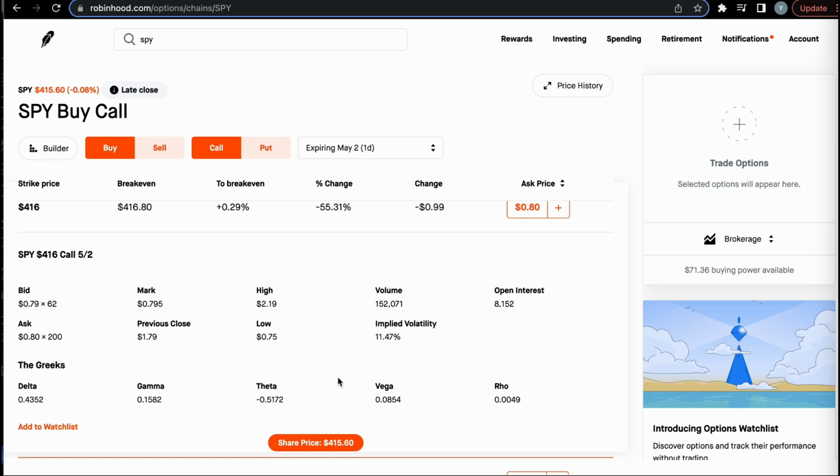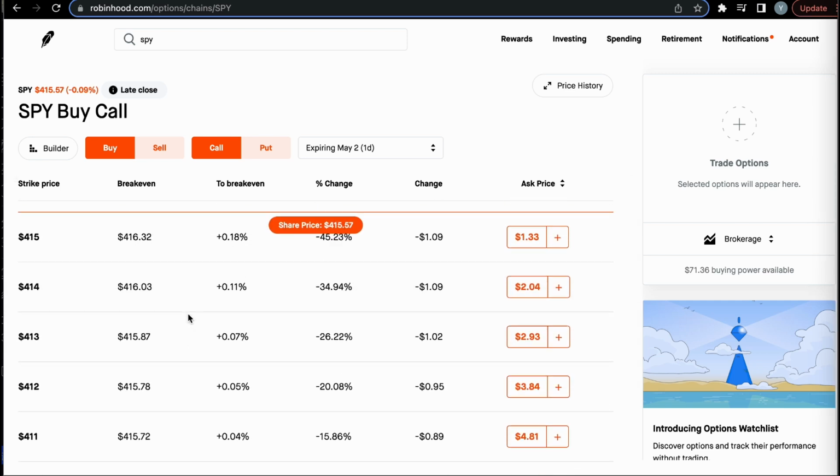And then finally, let's talk about implied volatility. It is a measure of the market's expectation for how much the price will move in the future. Higher IV basically means the market expects the stock to be more volatile and increases the price of the options. You want a lower IV when buying because the price of the options is usually less.